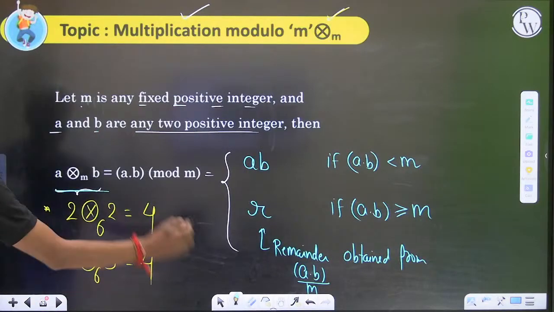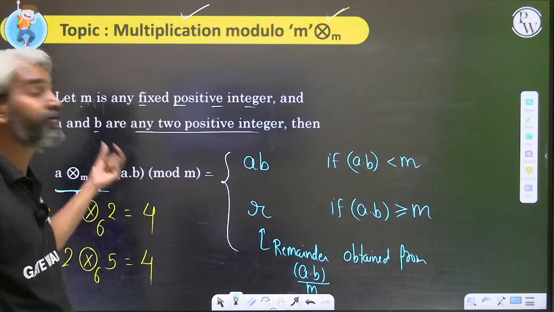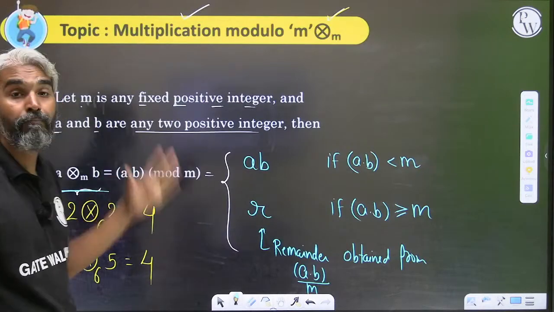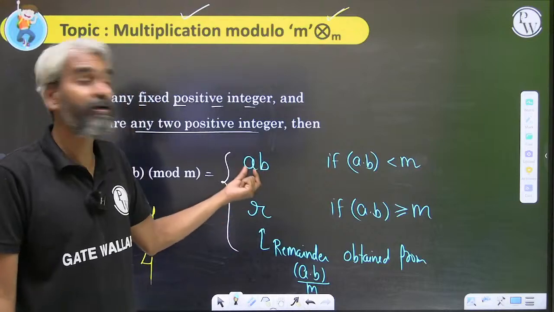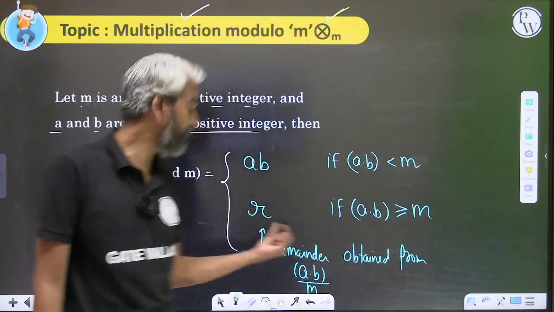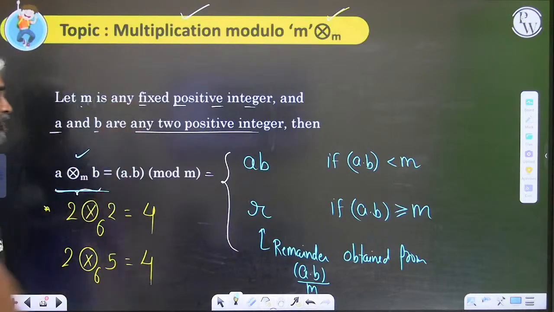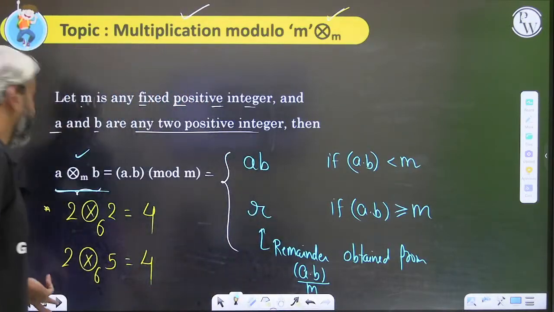Similarly, a multiplication modulo m with b will be nothing but the remainder obtained on dividing ab by m. If ab is already less than m, then the remainder will be ab only. If ab is greater than m, then we will divide ab by m. Whatever the remainder is will be the output of a multiplication modulo m with element b. Okay, then what did we say?